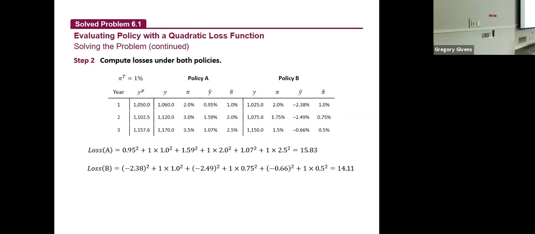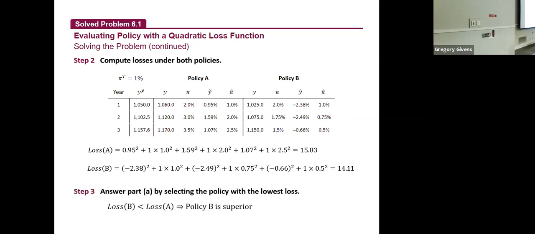So, which of these two policy choices is the Fed going to want to implement or pursue? The contractionary policy B or the expansionary policy A? Policy B results in lower economic loss. So policy B is the superior choice.